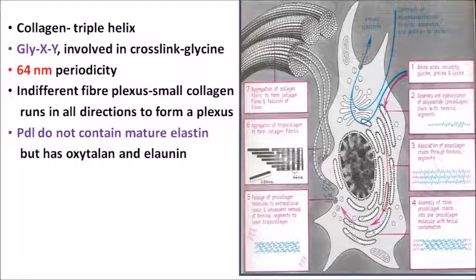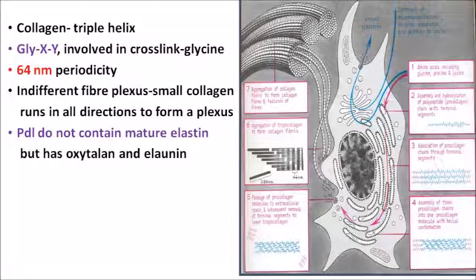It is a collagen molecule. It is a small collagen molecule which runs in all directions to form a plexus, and it is termed the indifferent fiber plexus. It is found in the periodontal ligament. One more thing about the periodontal ligament, it does not contain mature elastin fibers.